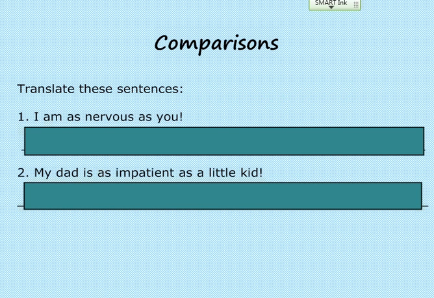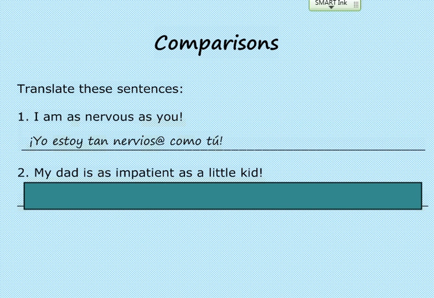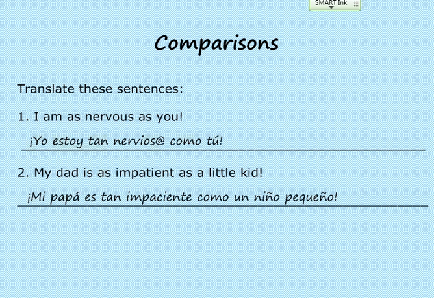Okay, let's see how you do. Go ahead and pause the video again and translate these sentences using your formula to compare two equal things. Okay, let's see how you did. I am as nervous as you. Yo estoy, remember to use estar for how you feel, tan nervioso, or if you're a female, nerviosa, como tú, make sure you have como rather than que. Número dos, my dad is as impatient as a little kid. Mi papá es tan impaciente como un niño pequeño.